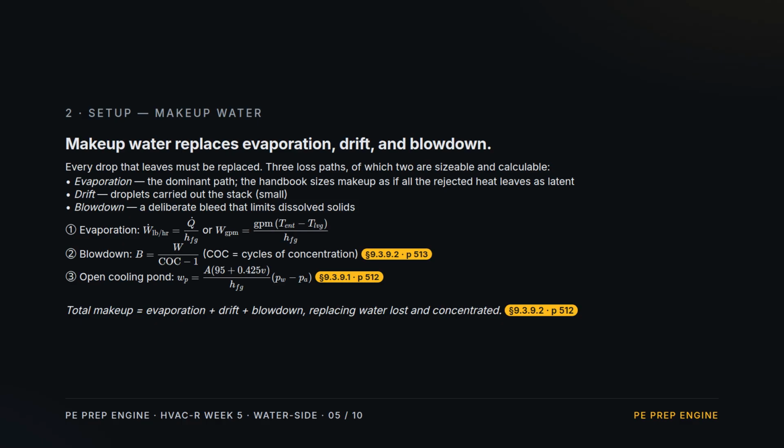Evaporation is the heat rejection over the latent heat, or equivalently, the GPM times range form. Blowdown is the evaporation divided by cycles of concentration minus 1. An open cooling pond gets its own printed evaporation rate.